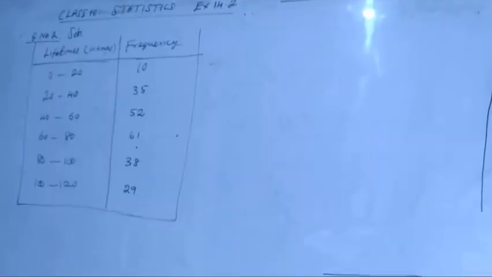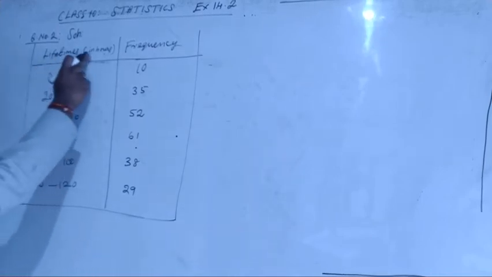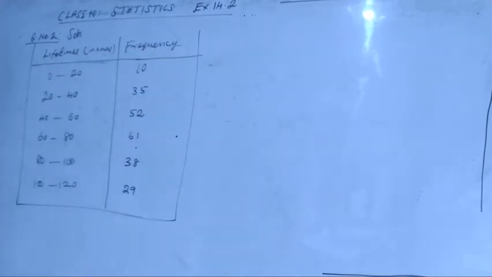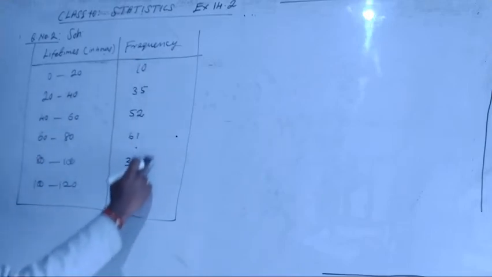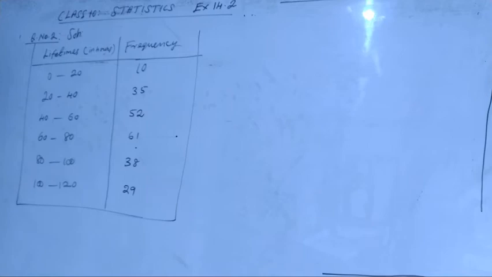That means we need to find the mode, the modal lifetime. The lifetimes in hours and the frequencies are given. What is the maximum, or the highest, frequency? You can see the highest frequency is 61. That is the maximum frequency.